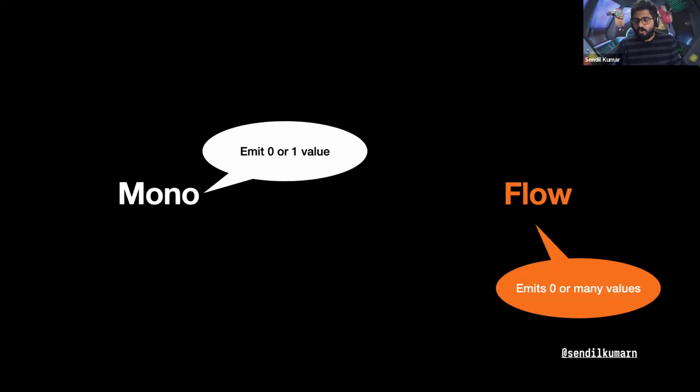On the other hand, Flux emits 0 or many values. Basically, it's like a list. For example, if you're saying get all places or get all persons, then Flux gives you a list of values. On the other hand, if you're creating an object and you're getting just one particular object out of it, then you would use Mono, which emits 0 or 1 value.